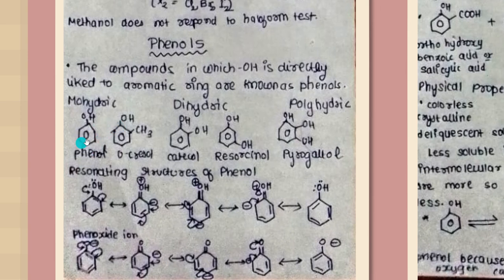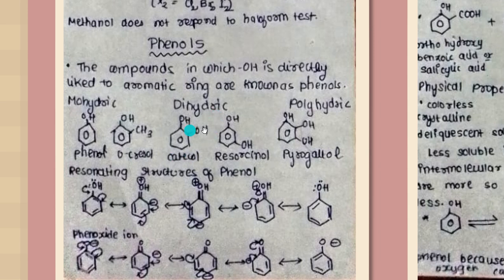So as you can see, a ring with only one OH is known as phenol. With one OH and CH3, it is known as o-cresol. Why o? This position is known as the ortho position, right? The first position next to OH is known as the ortho position. So it is o-cresol.